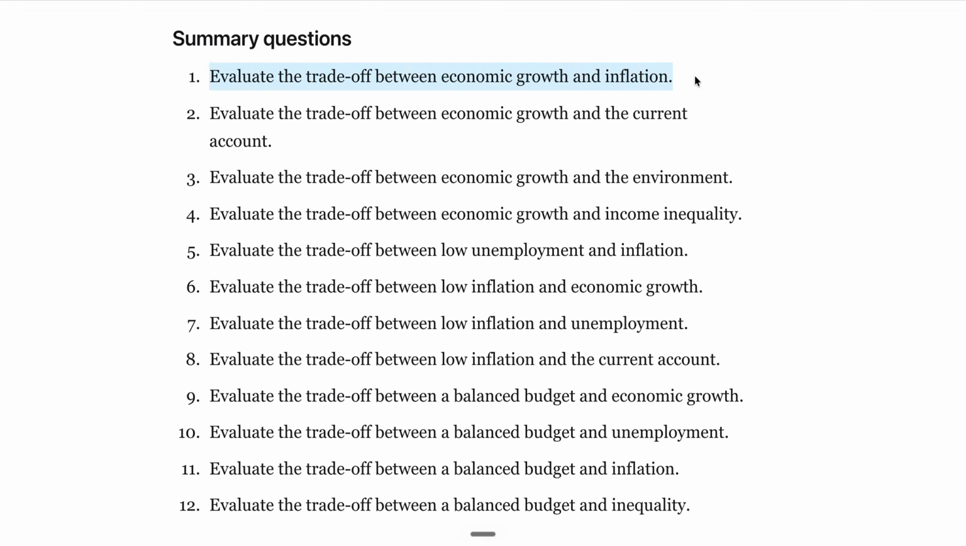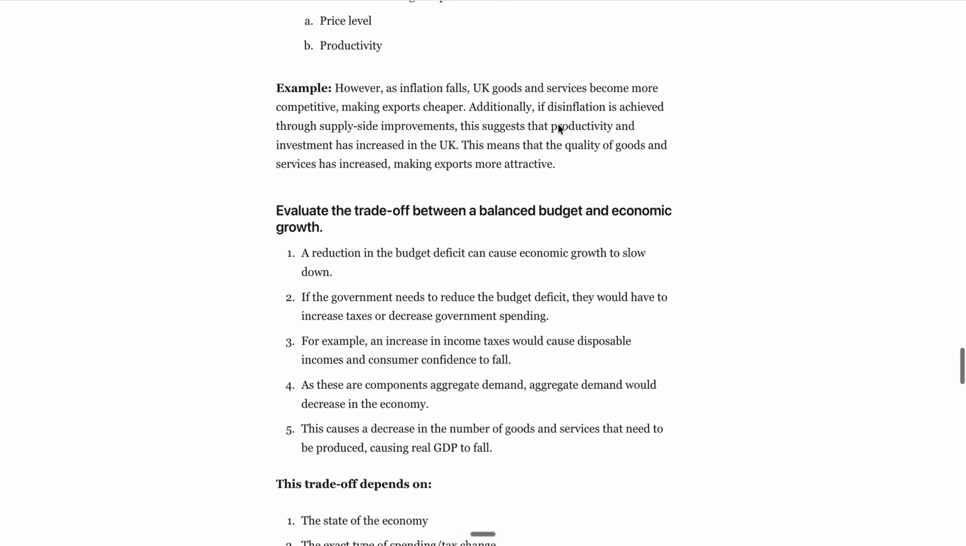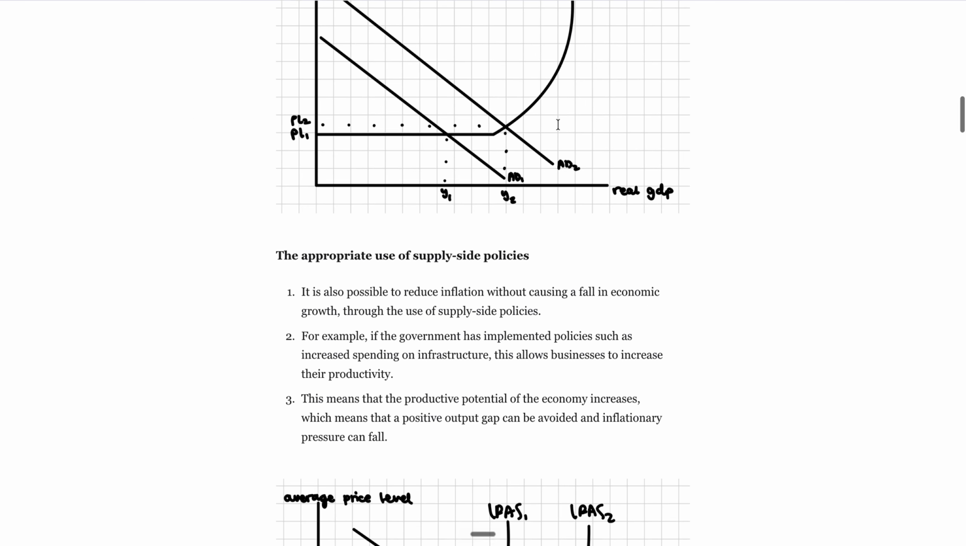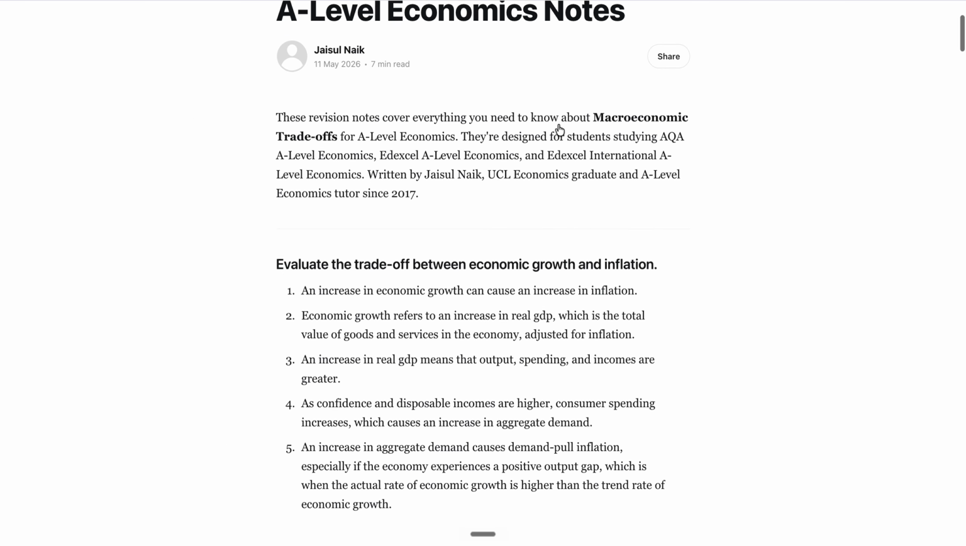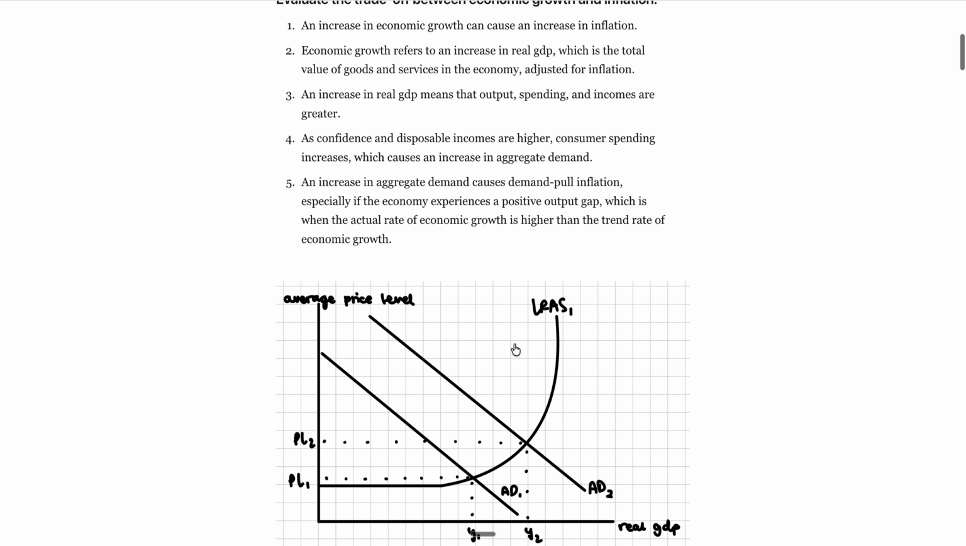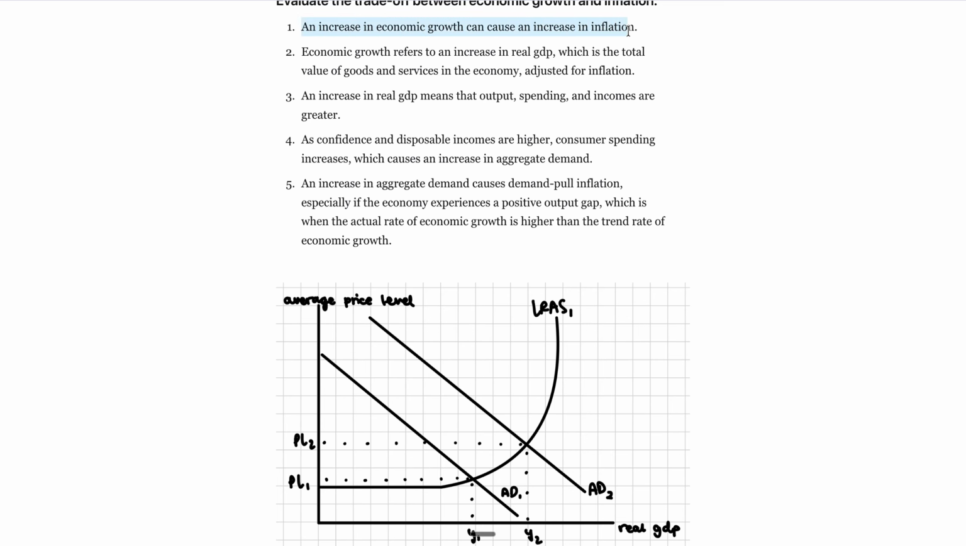Evaluate the trade-off between economic growth and inflation. So if you've done your revision, the argument should be pretty straightforward. Whenever there's an increase in economic growth, there should be an increase in real GDP, which is the value of goods and services produced in the economy adjusted for inflation.